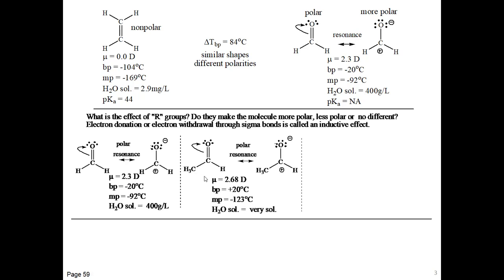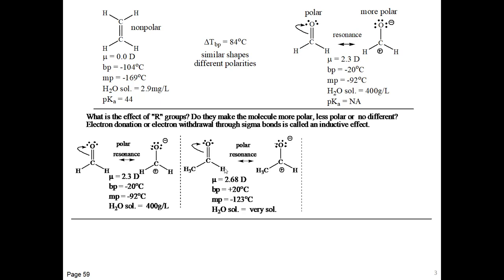Okay, and that's exactly what happened. So you can see when I write this second resonance structure, this is a very electron-poor carbon because of the oxygen, but the R group here, the methyl group, is helping it out so that the oxygen can steal a little more electron density away. And we can see that in the increased polarity from the dipole moment.